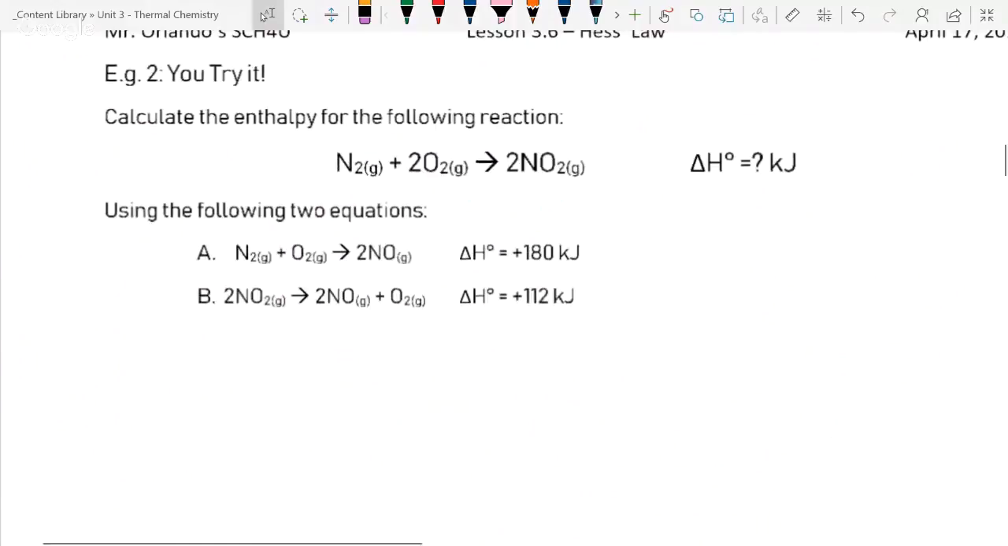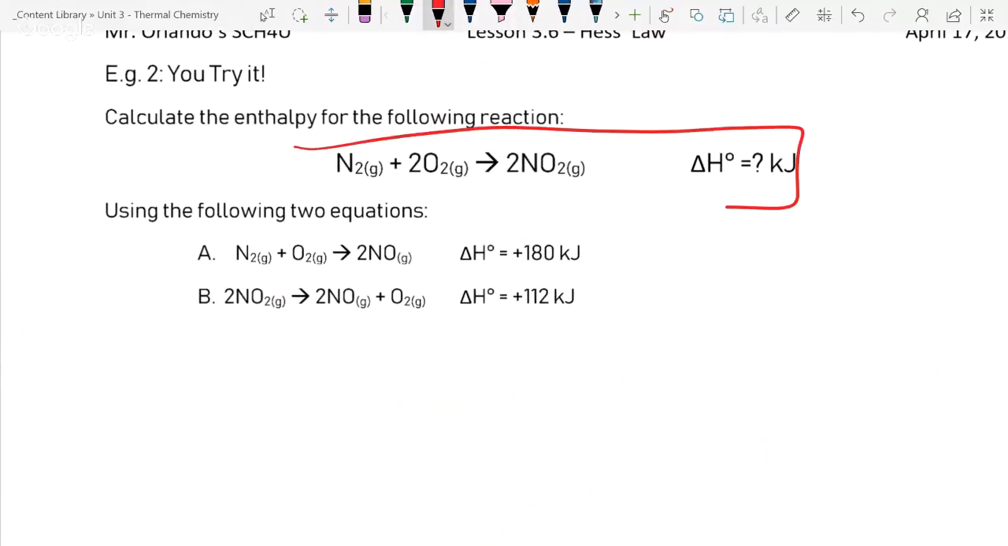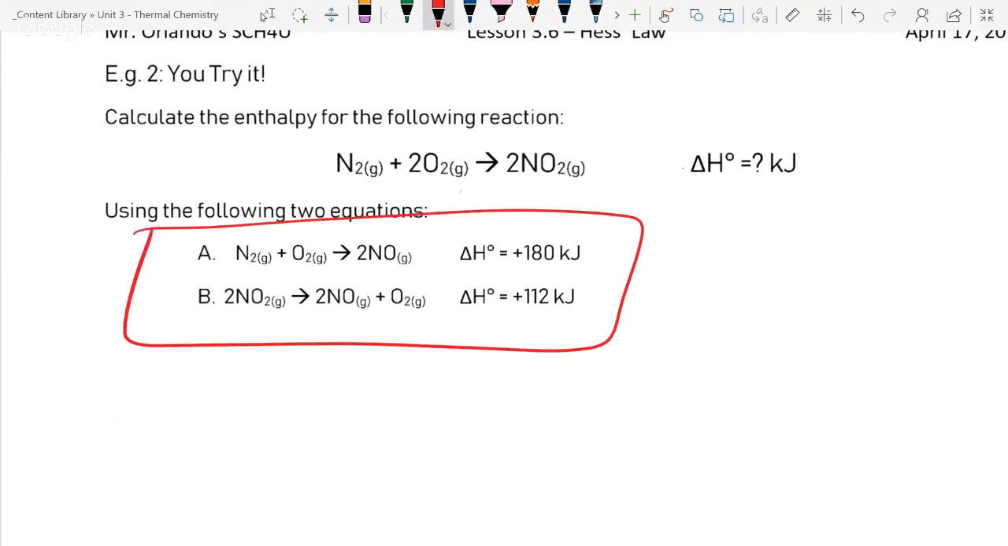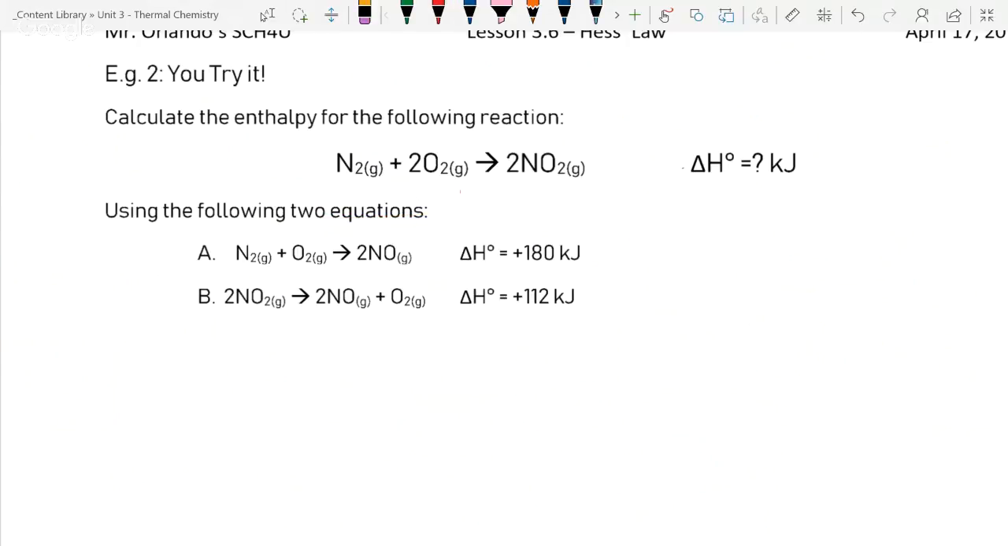All right, so here we go. On the next page, I want to know about this reaction. Taking nitrogen gas, reacting it with oxygen to make nitrogen dioxide. I don't know its delta H, but I want you to use these two equations to make it happen. Okay, follow the same process we did on the previous page. Give it a crack. I'll come around and say encouraging things.